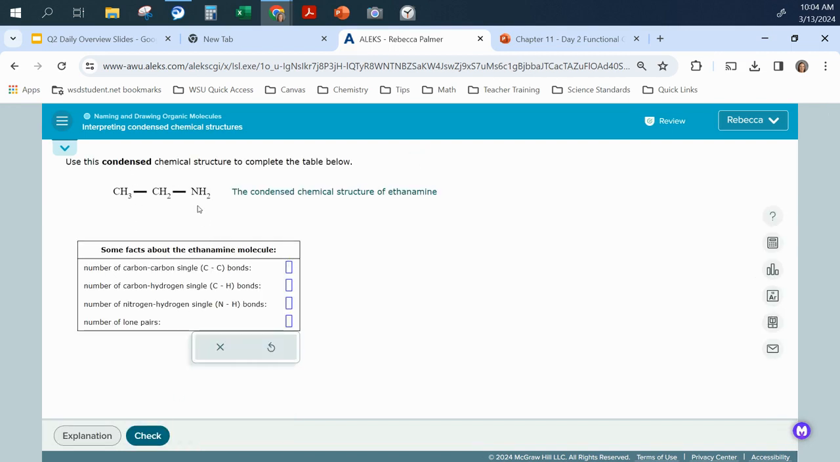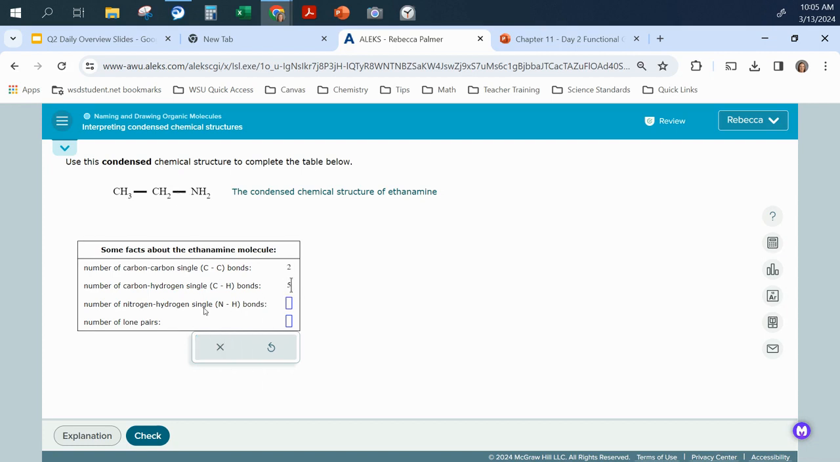So this one we're looking for carbon to carbon bonds. This carbon is bonded to this carbon. If I drew out the Lewis structure, this is the condensed structure, and that's how they draw a condensed structure. So this would be 2 carbon to carbon bonds. Number of carbon-hydrogen single bonds: we've got carbon to hydrogen 3 times here, 2 times here, that's 5.